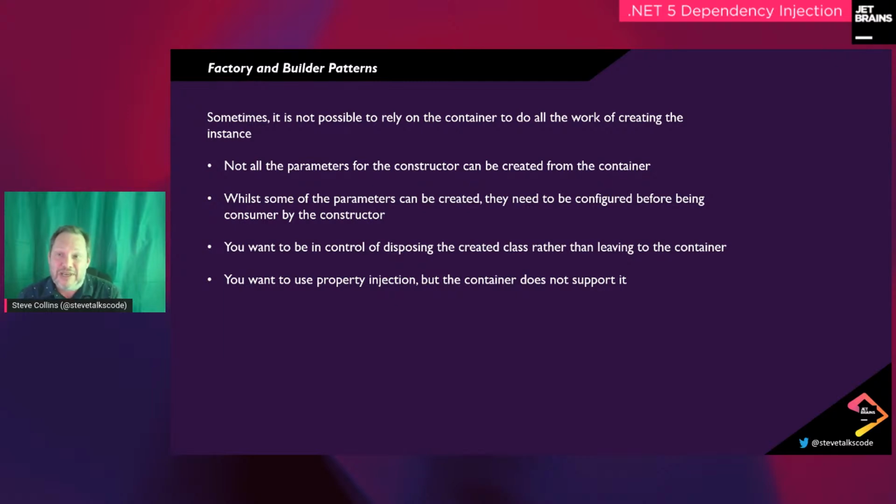It may be that the instance to be created needs to be disposed of quickly, as it's a resource hog. So you want to be able to dispose of the instance as soon as the caller has finished with the resource. Rather than wait for the container to dispose of it, you want the caller to call dispose on it. So lastly, at the start of the talk, I mentioned that the Microsoft container doesn't support property injection. But by using a factory, we can effectively simulate property injection by getting the container to instantiate the class and then set property values before returning the fully prepared instance. So these are just a few cases where the factory pattern comes into its own.